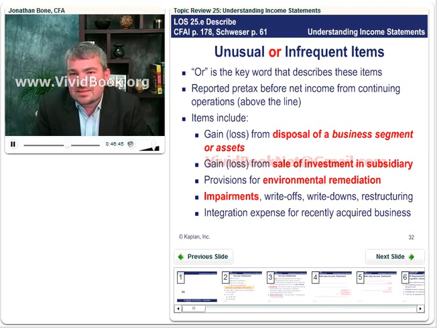Write-offs and write-downs are a bit like impairments, but they tend to relate to inventory.